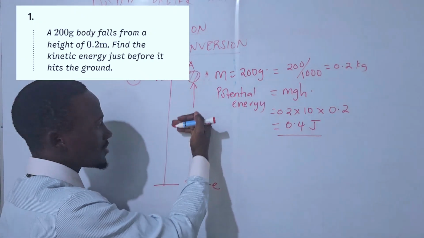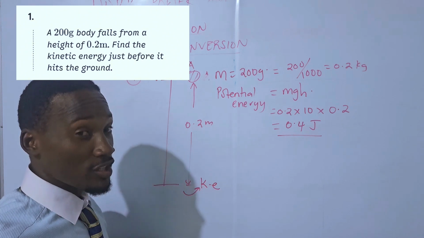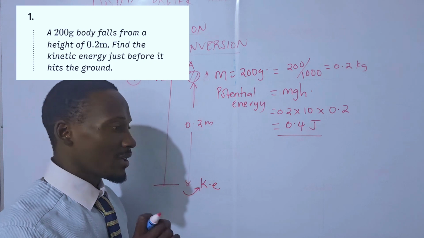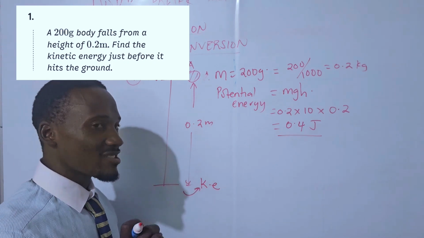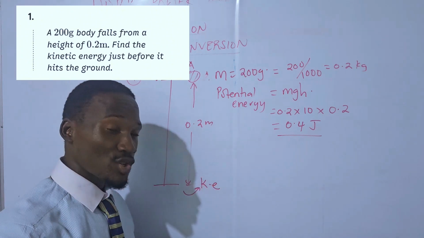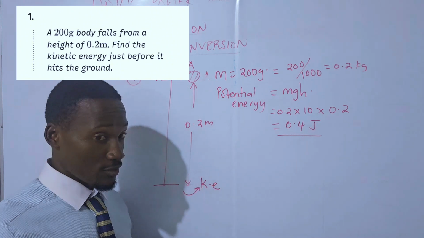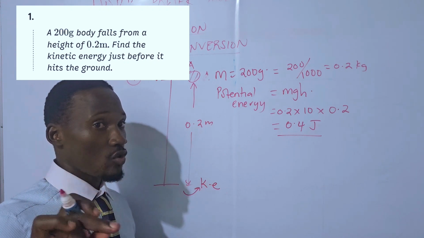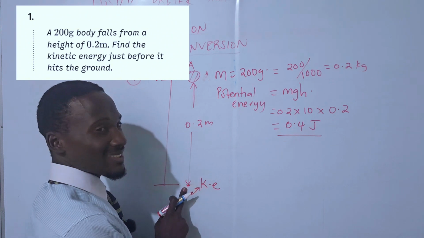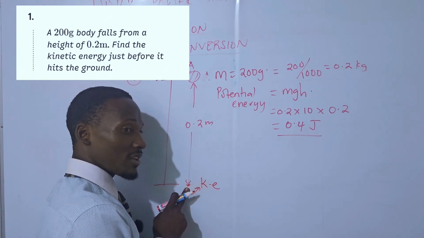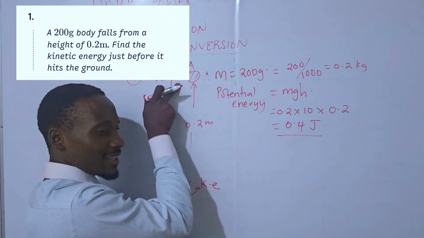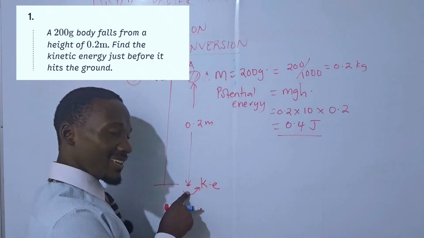Now this is what I want you to know. As it falls, it keeps on losing the potential energy. Why? Because its height keeps on reducing. As that potential energy is being lost, it is being transformed into its kinetic energy. As it falls, the potential energy keeps on reducing, but the kinetic energy keeps on increasing. So at the point here, it has zero potential energy, but it has maximum kinetic energy. So all the potential energy it had at point A has been converted into kinetic energy.